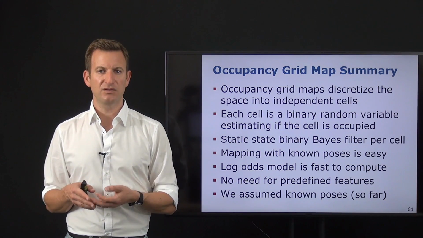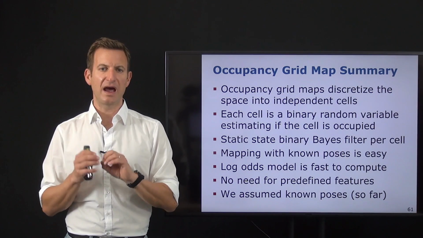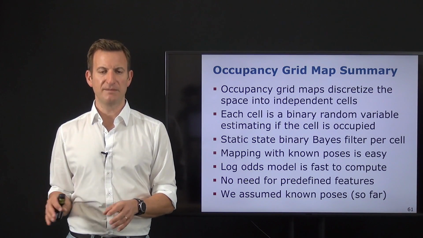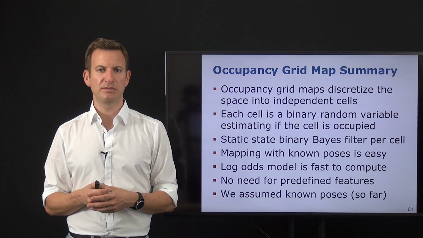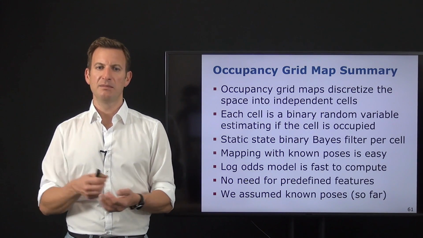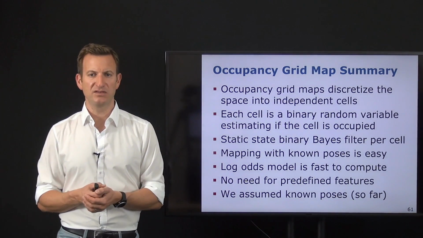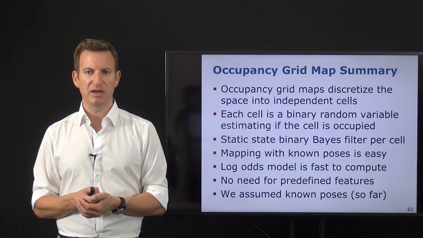And we were doing this with a model that assumes independence between cells. So we assume the cell is either occupied or free. There have been extensions of occupancy grid maps which try to relax this assumption and take neighboring information into account, but then the underlying estimation algorithms become more complicated. We cannot use the simple, easy update rules that we have derived here.